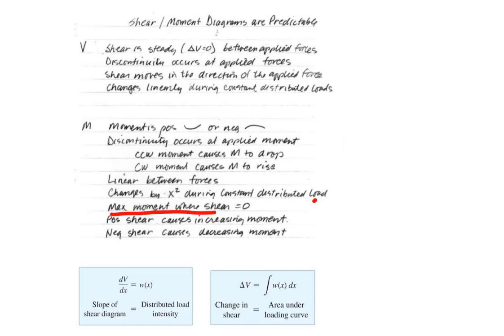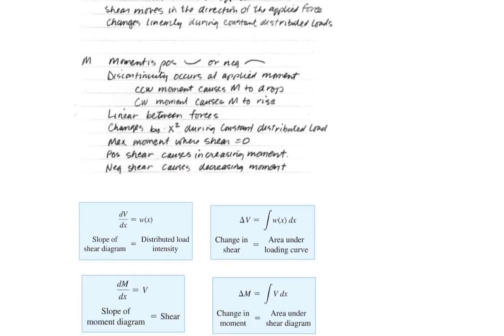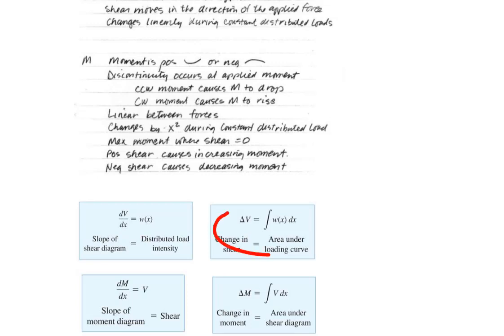And here's something that's key. The maximum moment occurs where the shear is equal to 0. And what I just showed you before in the prior picture, positive shear causes increasing moment, negative shear causes decreasing moment. Then a couple of things we're going to use here. We're going to use these understandings of how this thing goes. And I'd like to talk about this one in the next slide, where the area under the load is equal to the change in shear.